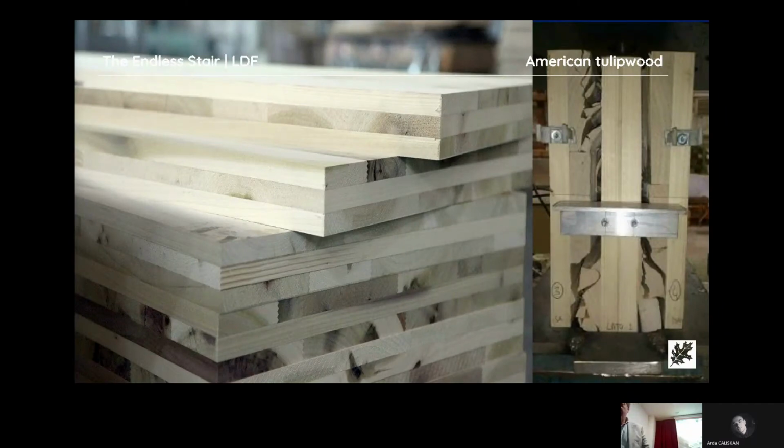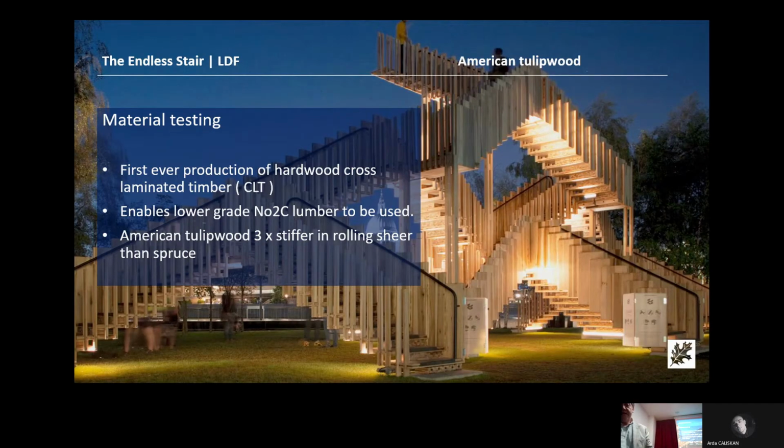So, as I said, we saw great potential for tulip wood as a niche timber for making CLT panels out of. So we did a project with Alex de Rijke, the London-based Dutch architect who we know very well. For the Endless Stair, we made this Escher staircase structure out of small 3-laminated tulip wood panels. It was the first ever commercial production of hardwood cross-laminated timber using tulip wood.